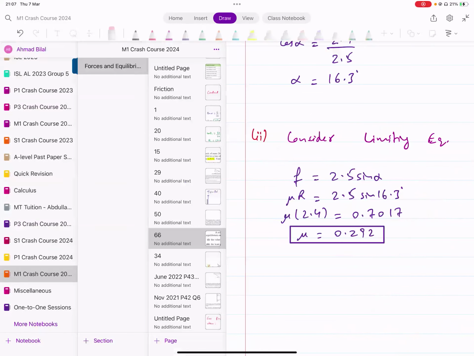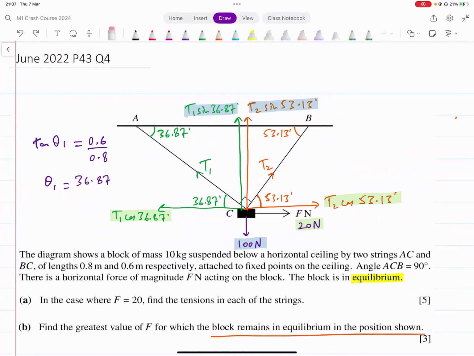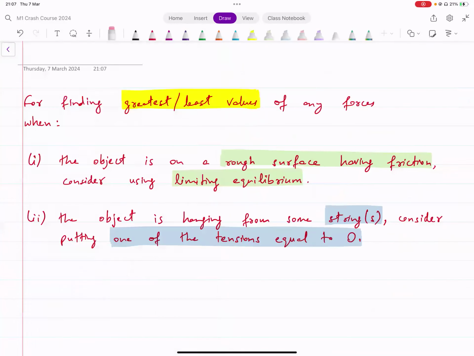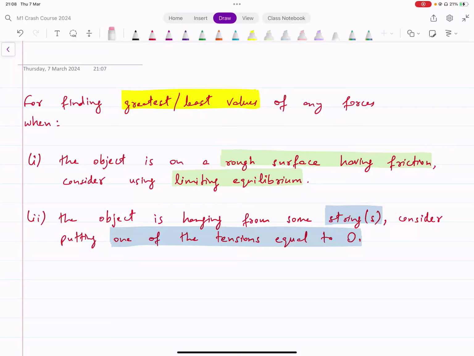And in case of tensions, in case of a hanging object, when you have to find the least or greatest value, you consider one of the tensions to be equal to 0. So that's something you can remember. For finding greatest or least values of forces when the object is on a rough surface having friction, consider using limiting equilibrium. Limiting equilibrium will give you those extreme values of the forces. And if the object is hanging from some strings, consider putting one of the tensions equal to 0. That is going to give you the least or the greatest value of a force.